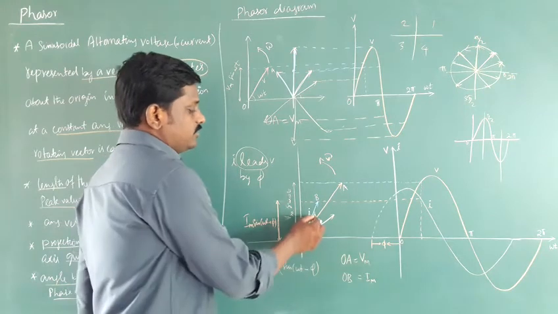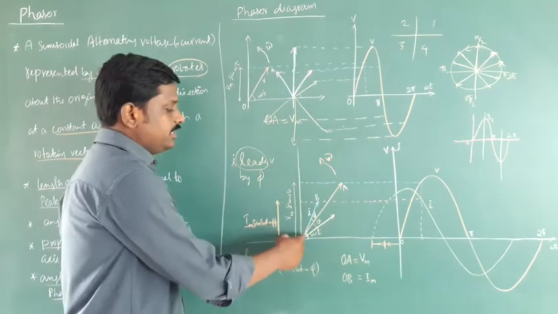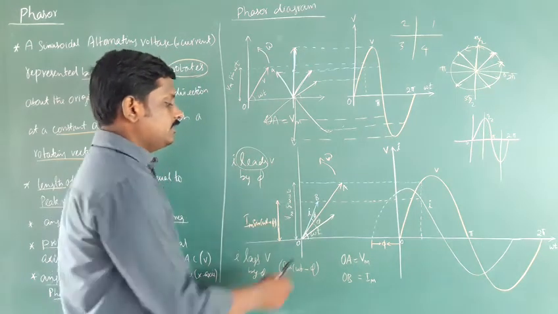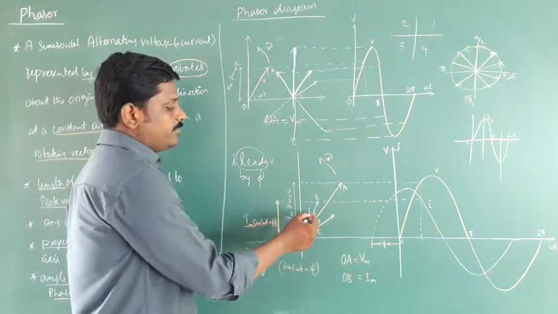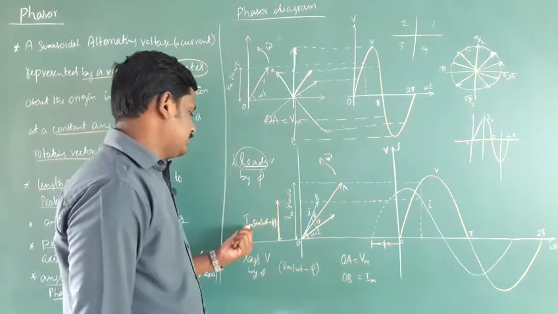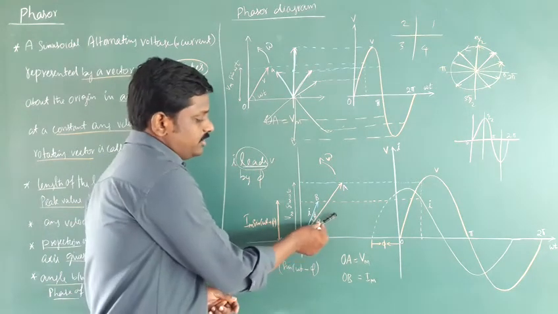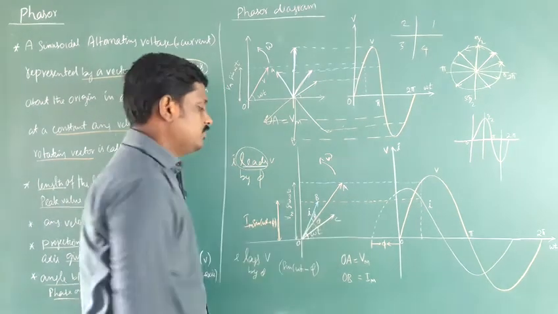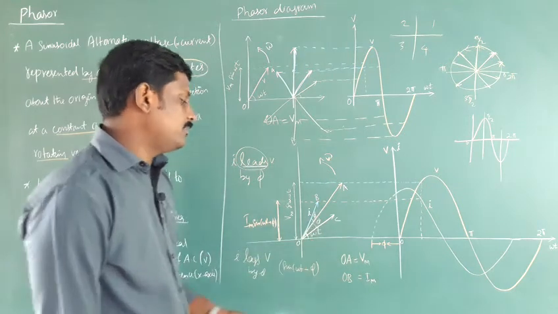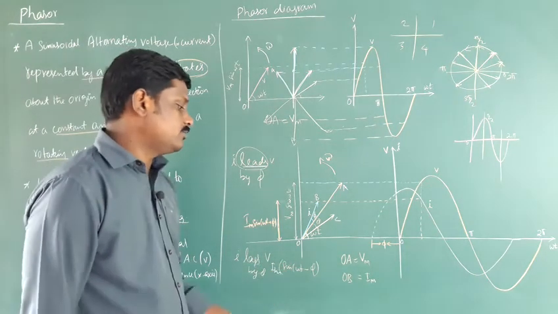Again the current: what is the phase angle between voltage and current? The OB vector represents the current at that instant. If we compare, the current leads the voltage by pi. So the current is Im sin(omega t plus pi). If the current is in this direction, we can represent it as lagging behind. The current lags behind the voltage by pi, which means you can write it as Im sin(omega t minus pi), where OB equals Im.